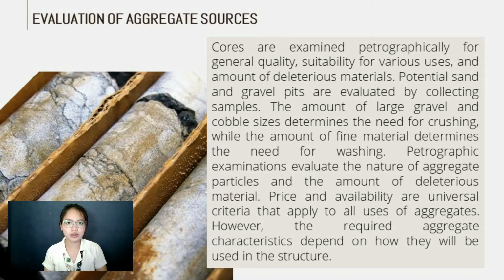Before proceeding to another topic, let's first have a short recap about the topic aggregate sources. We have learned that aggregates can either be natural or recycled. Natural aggregates are gravel, sand, and others, while recycled aggregates are simply natural aggregates that have already been used and will be reprocessed to be used again as aggregate.